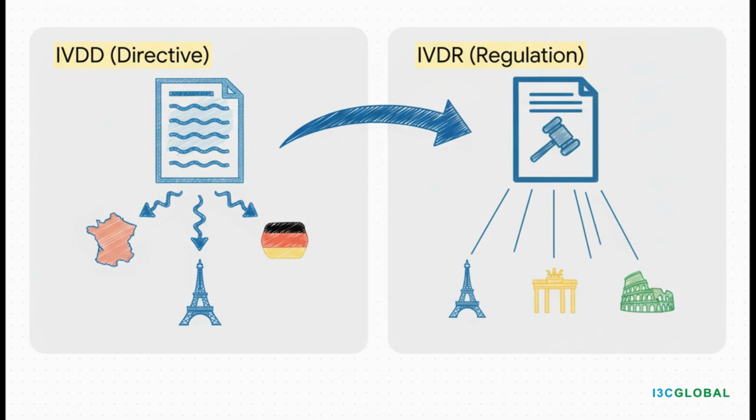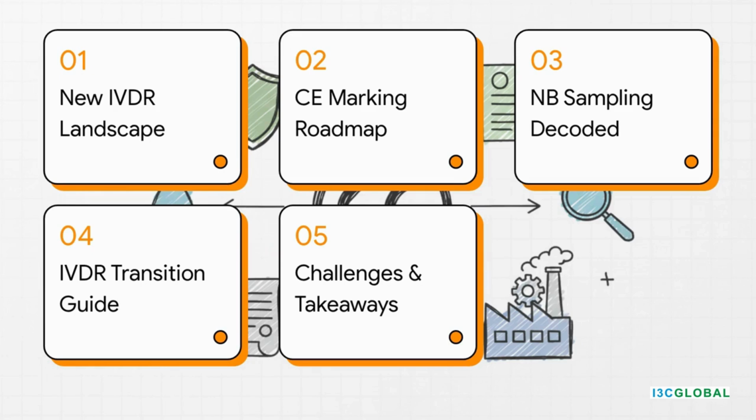This is way more than just a name change. It's a total overhaul that raises the bar for everything: performance evidence, quality systems, you name it. Okay, so here's our game plan for today. First, we're going to get our bearings in the new IVDR landscape. Then, we'll map out the entire CE marking process step by step. We'll also decode this sometimes confusing process of notified body sampling, walk you through the transition deadlines, and then wrap up with the major challenges and takeaways. Sound good? Let's dive in.